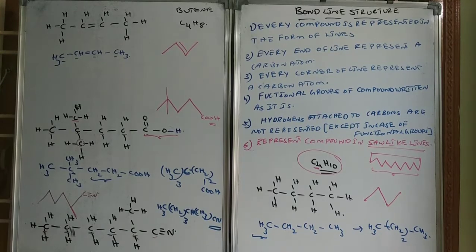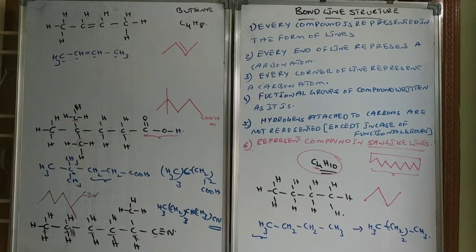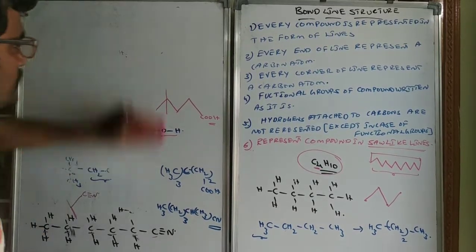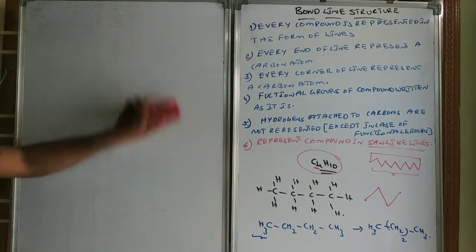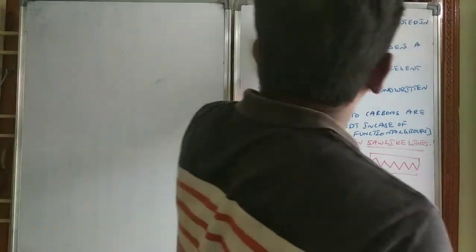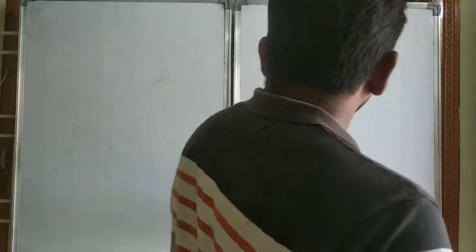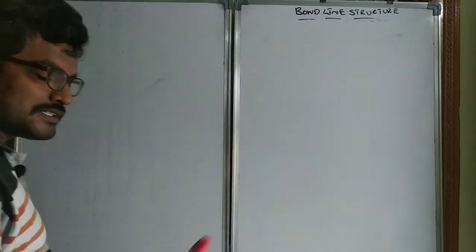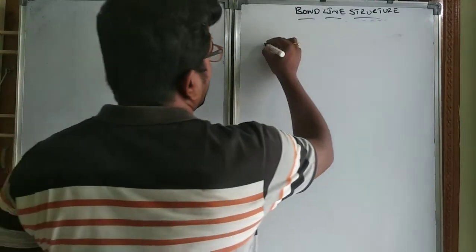I will give some bond line structures and I will give some condensed structures. Hope you have gone through this. I am erasing this. You can even try writing IUPAC names also. So take down these structures. You can write the detailed structure, condensed structure and bond line structure, and contracted structures also.